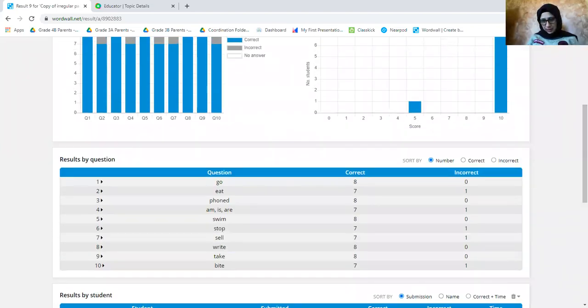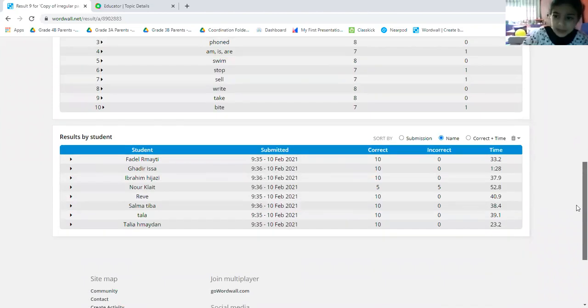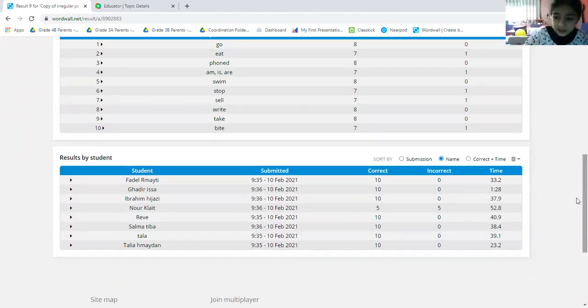Okay, I'm not going to show them. I will just see if it's by submission or by name, okay? It doesn't matter if it's so easy. It's not from the beginning to the end. It depends on your alphabetical order of your name, okay? So Fadl, Hadir, Ibrahim, Noor, Rev, Salma, Tala, and Talia Maidan. These are the people.